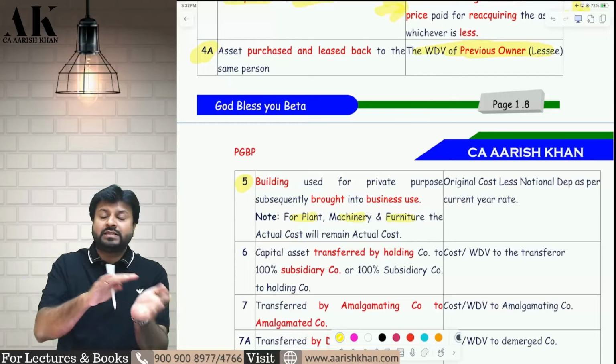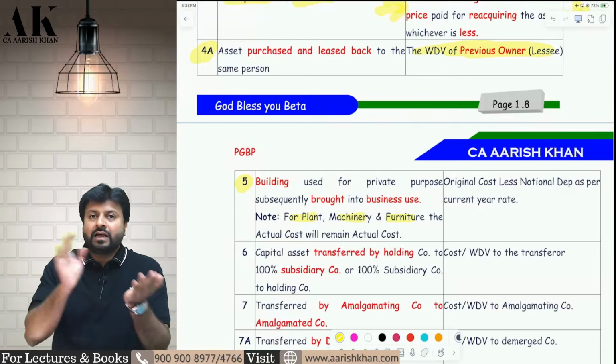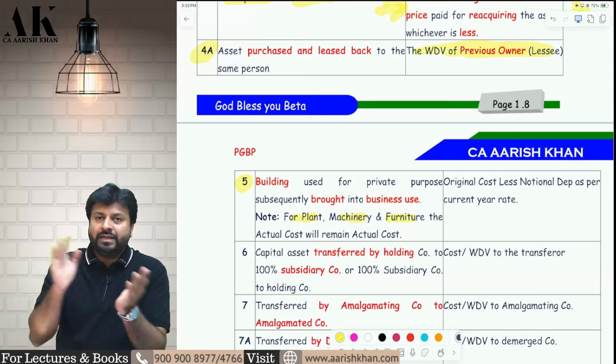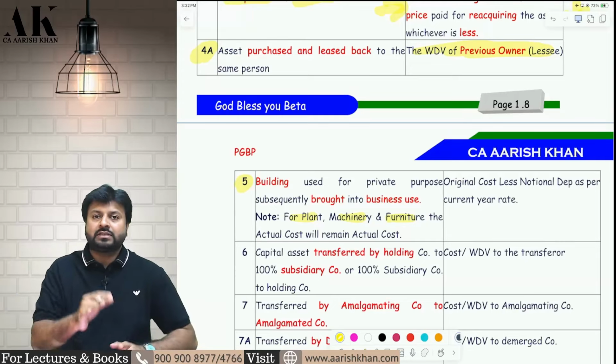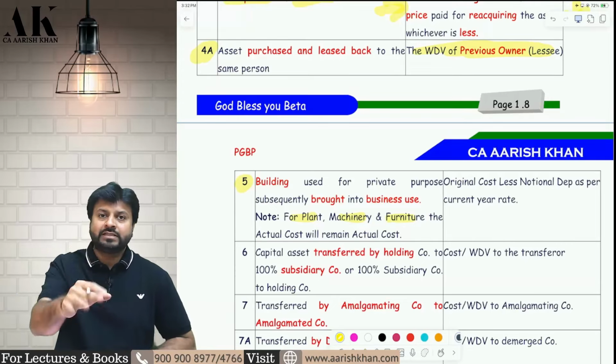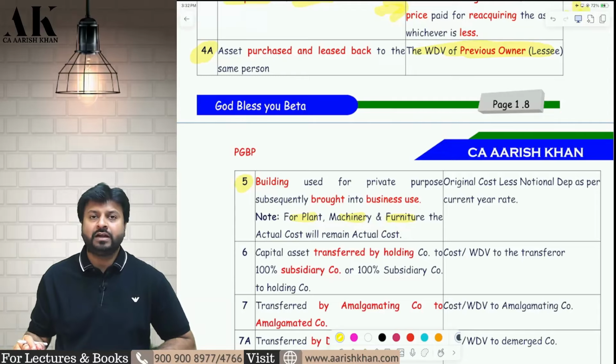I am bringing that to business. My personal car I am bringing to business. My personal mobile I am bringing to business. Personal laptop bringing to business. What is the actual cost? The actual cost remains actual cost. There is no separate explanation for plant machinery furniture.